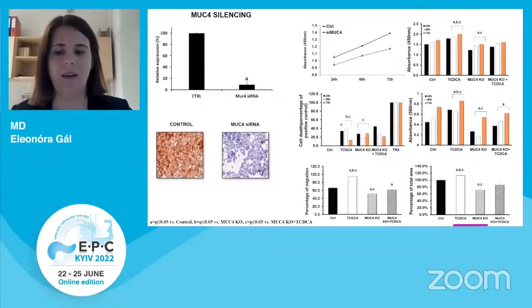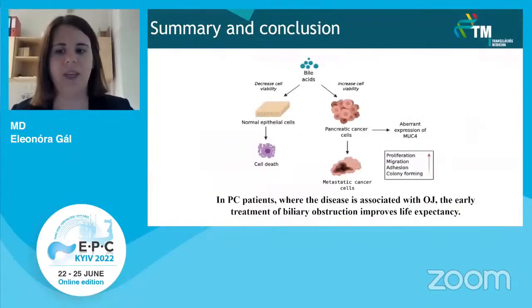We found MUC4 silencing significantly decreases the carcinogenic effects of bile acid in kappa-1 cells. So taken together, we could say in pancreatic cancer patients where the disease is associated with obstructive jaundice, the early treatment of biliary obstruction can improve life expectancy.